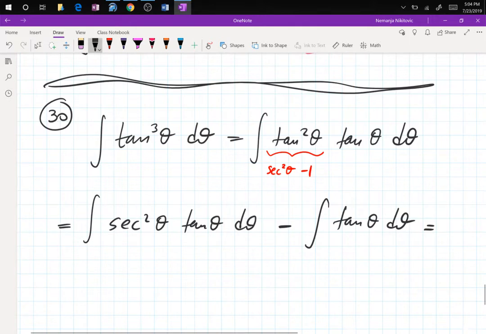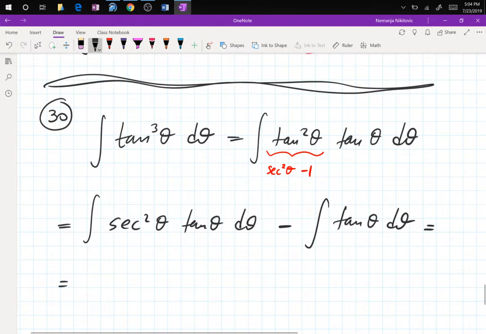We can break them apart because you have a minus sign, right? You cannot break multiplication, division, and so on, but you can break into multiple integrals if you have addition or subtraction. So now we have this, and we now just integrate.